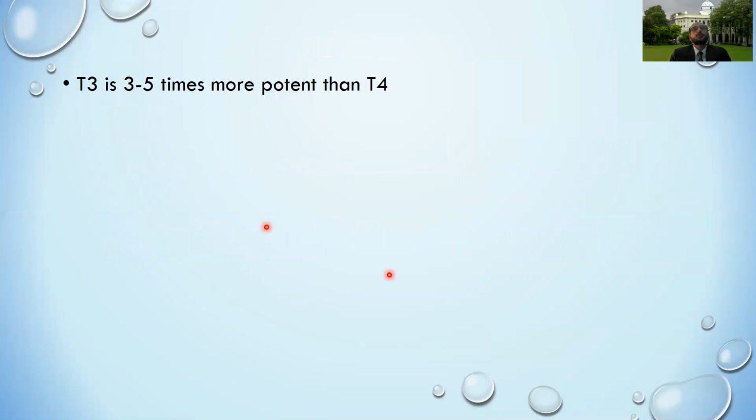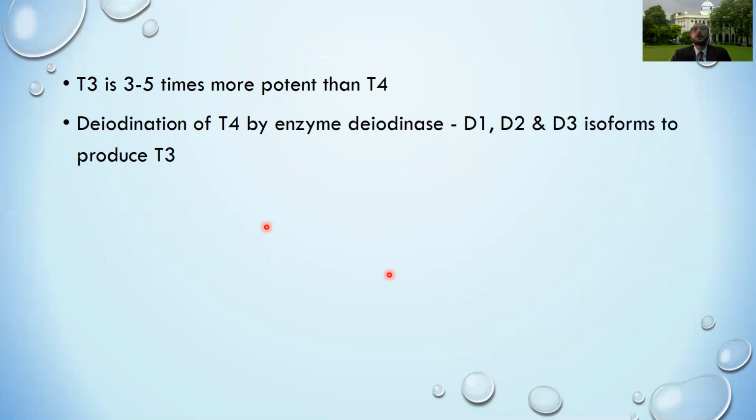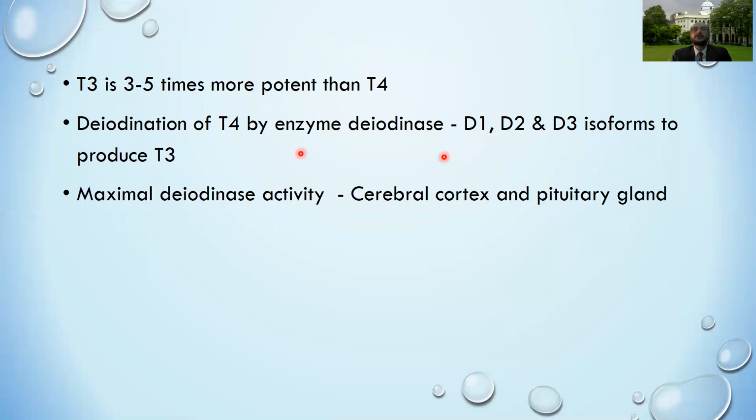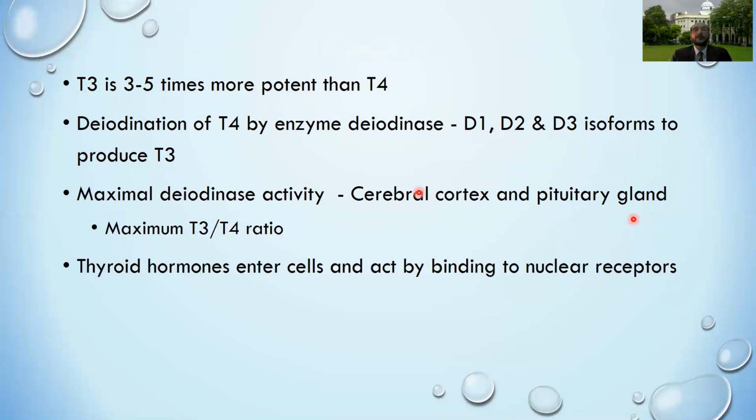Now, T3 is 3 to 5 times more potent than T4. It is the deiodination of T4 by enzymes called deiodinases into T3 which leads to the effect of the thyroid hormone. These deiodinases, D1, D2, D3, vary in their activity among different tissues and at different physiological conditions and periods of the body. For example, the maximum activity of deiodinases is seen in the cerebral cortex and the pituitary gland, where thyroid hormone is needed the most. The reverse T3 generally is an inert hormone.